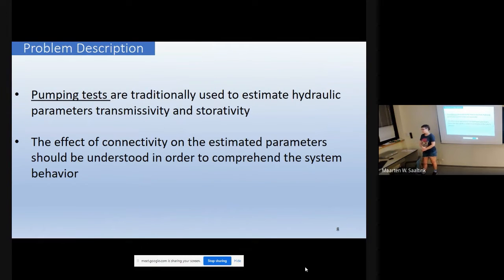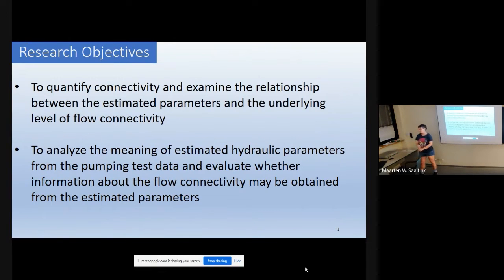Pumping tests are traditionally used to estimate hydraulic parameters, transmissivity and storativity, and the effect of connectivity on estimated parameters should be understood in order to comprehend the system behavior. So the research objectives are to quantify connectivity and examine the relationship between the estimated parameters and the underlying level of flow permeability, and to analyze the meaning of estimated hydraulic parameters from the pumping test data, and evaluate whether information about connectivity, flow connectivity, may be obtained from the estimated parameters.